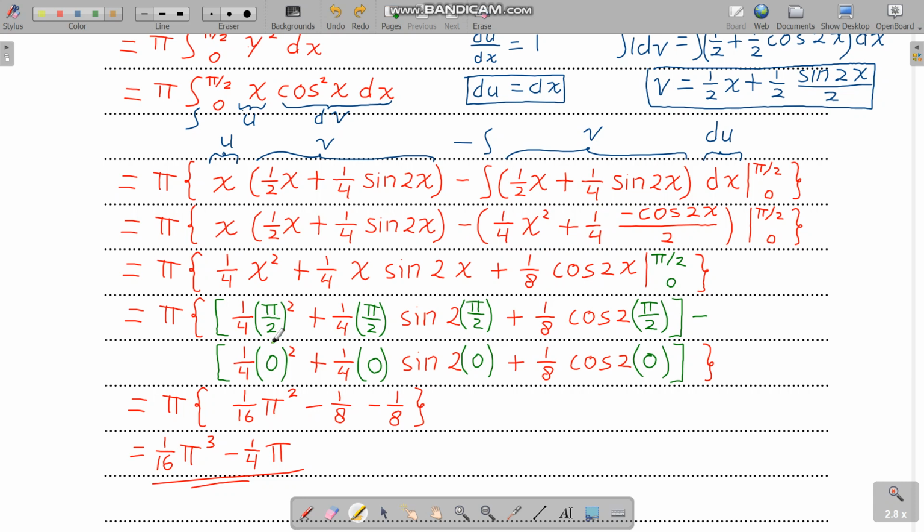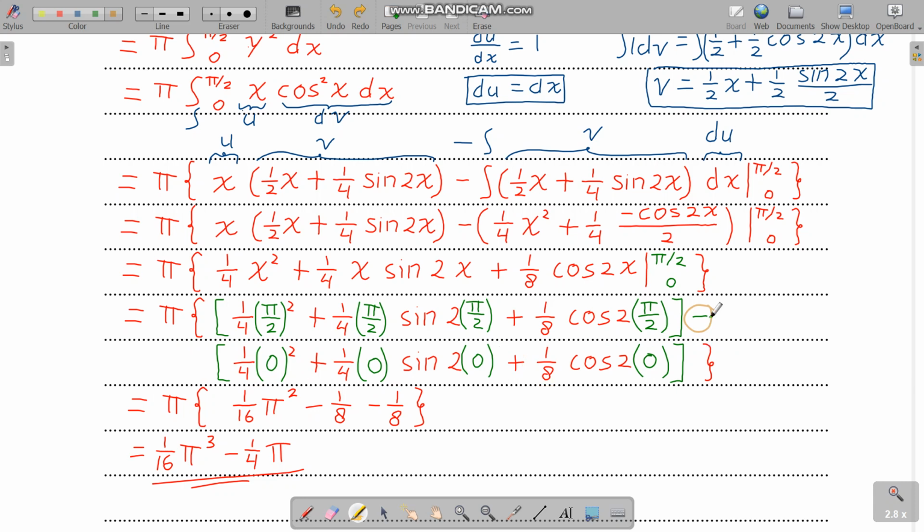If we plug in pi over 2, we get pi squared over 4 times 1/4, so pi squared over 16. Here we have pi over 8 sine of pi, and sine pi is 0, so this is 0. And this is cos pi. Cos pi is -1, so we have -1/8 from here. Everything else is 0, and at 0 the cosine gives 1, so -1/8 from there.